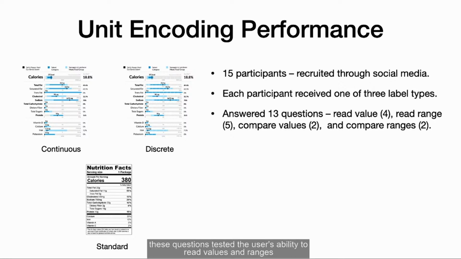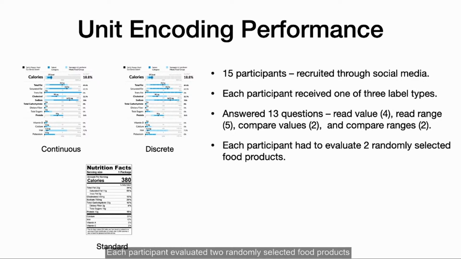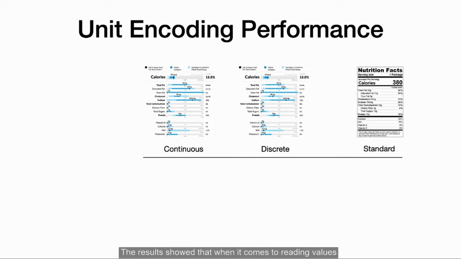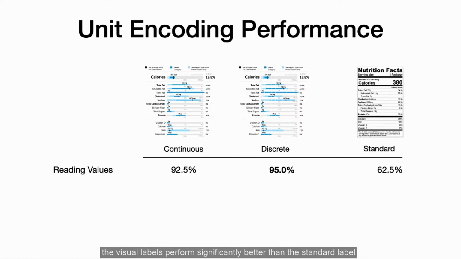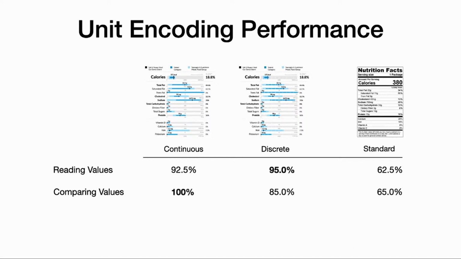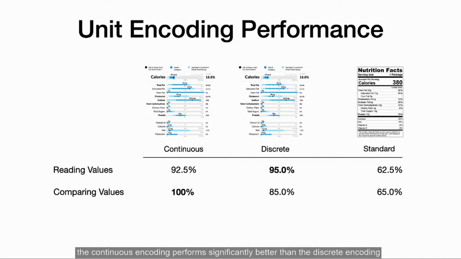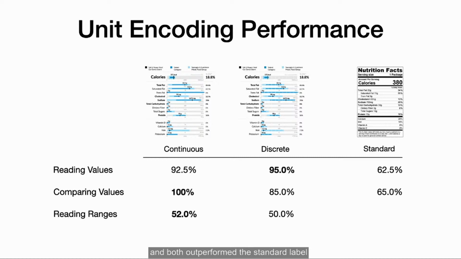These questions tested the user's ability to read values and ranges and compare values and ranges. Each participant evaluated two randomly selected food products. The results showed that when it comes to reading values, the visual labels perform significantly better than the standard label. However, the difference between the two encoding types was marginal. But when comparing values, the continuous encoding performed significantly better than the discrete encoding, and both outperformed the standard label.